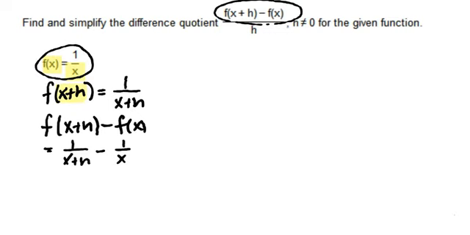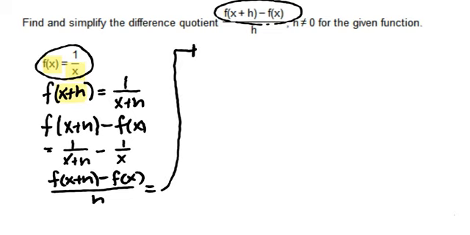So then finally we want to find the whole difference quotient, which is f of x plus h minus f of x over h. We've already got the whole numerator. That's 1 over x plus h minus 1 over x, and then over h. And this is our difference quotient. We want to simplify this, and we call this type of expression a complex fraction. That's when you have a fraction inside of a fraction.